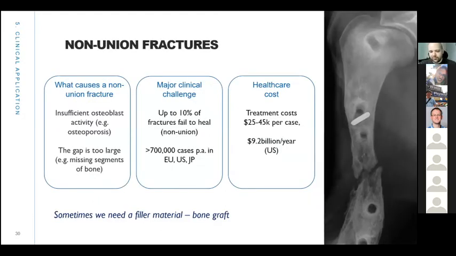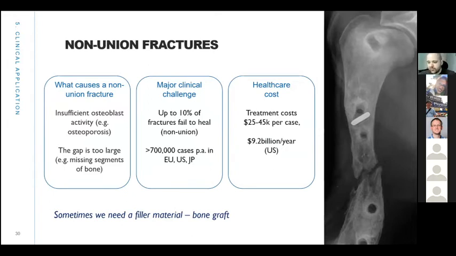So a lot of our work recently has been focused on what can we do with these stem cells once we've turned them into bone cells. And I thought I'd briefly mention our translational work, aiming to use these cells as a bone graft material for bone repair. So what you can see on the right here is an example of a non-union fracture. And these occur in roughly 10% of fractures.